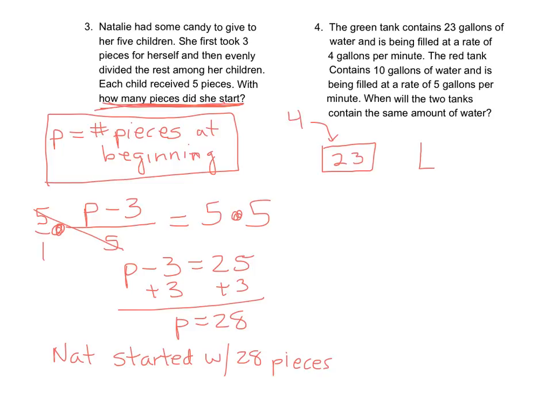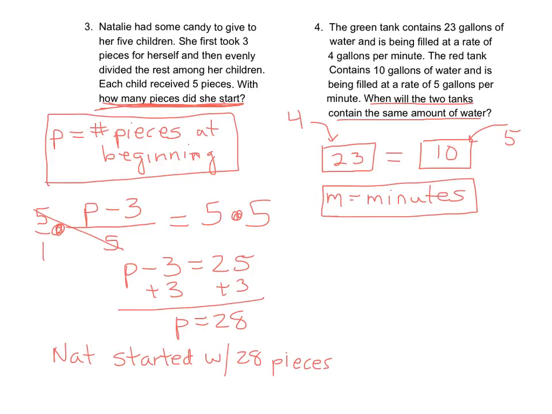And then there's a red tank. The red tank contains 10 gallons of water, and it's being filled at a rate of 5 gallons per minute. When will they be equal? Okay, so there's the question. When will the 2 tanks contain the same amount of water? So it's going to be a time thing. And they're measuring time in minutes. So M equals minutes. There's my variable.